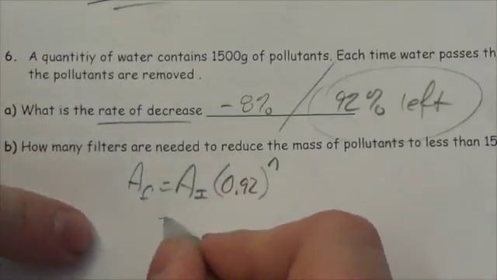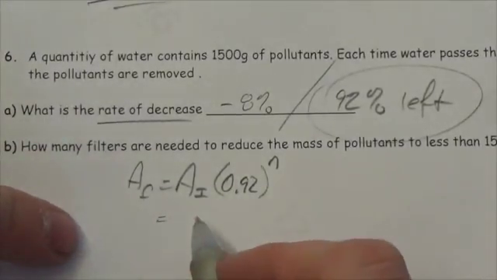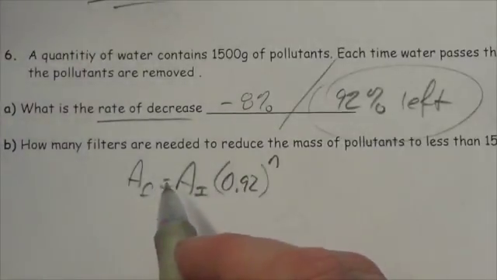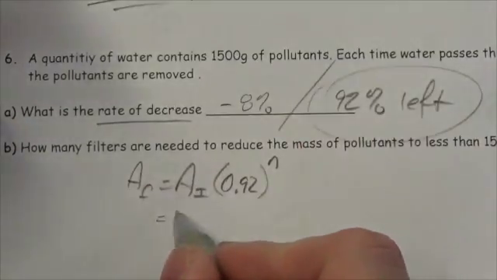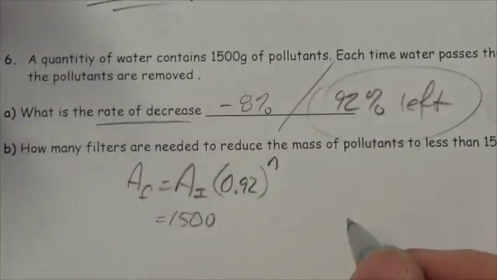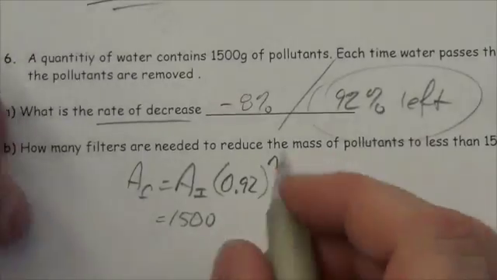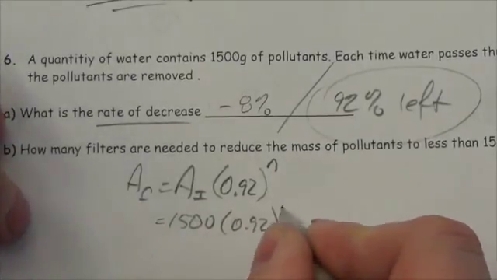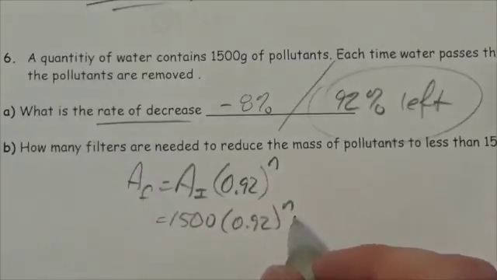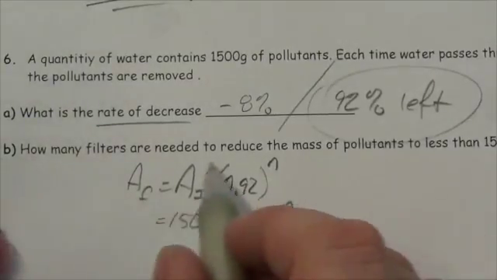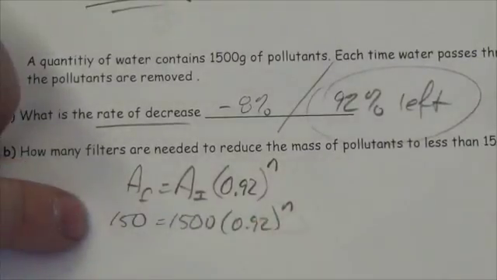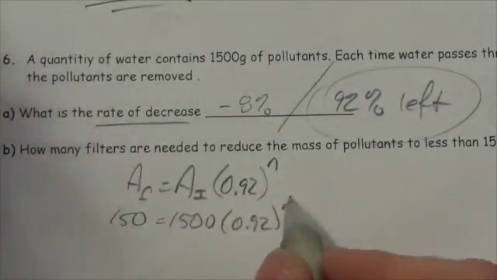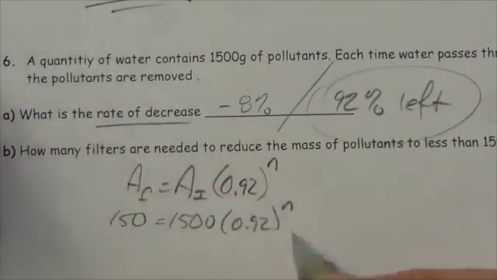So now, here we go. We want the pollutants to be less than 150. We're told the initial value is 1,500 grams, times 0.92 to the n. We don't know how many filters we're going to need. How many filters are needed to reduce the mass of pollutants to less than 150? So we're going to put 150 here. That's our boundary point. Now granted, we want less than 150, and that's going to imply something about what we do with the number of filters.